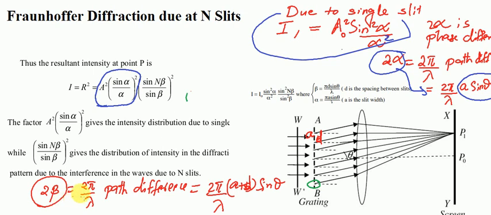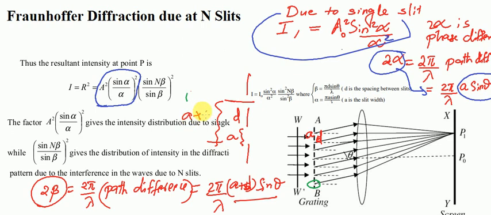So, 2 beta equal to 2 pi by lambda times path difference. What is the path difference? It is (a plus d) sin theta. This is the slit, so a slit of width a and the slit separation is d. So the separation between 2 such slits is a plus d. Understood? That is why here we took path difference equal to (a plus d) sin theta. So phase difference equal to 2 pi by lambda times (a plus d) sin theta.